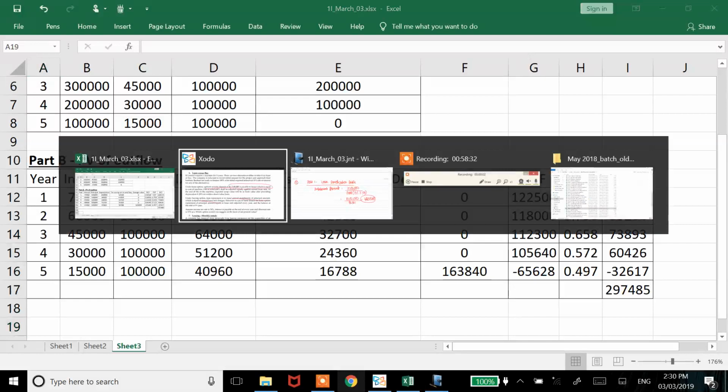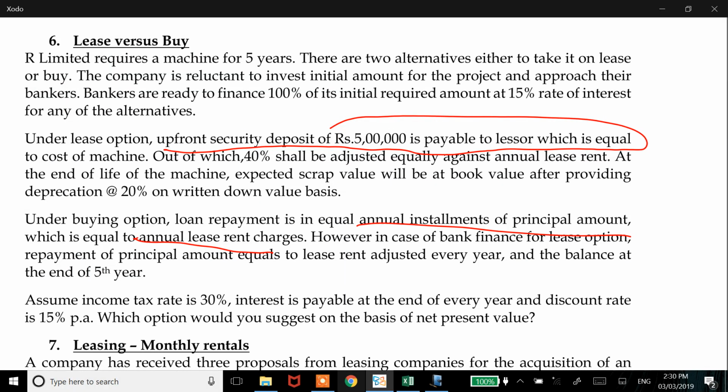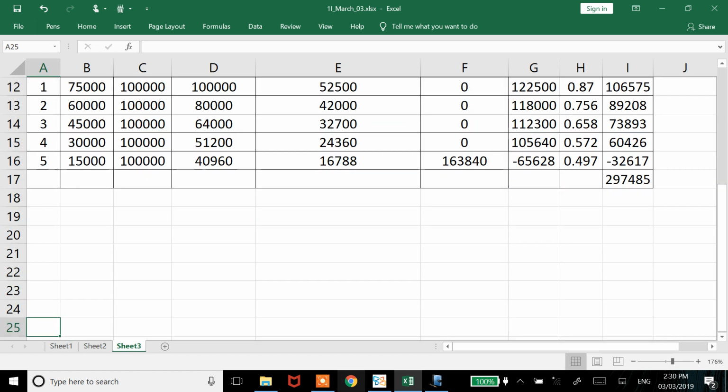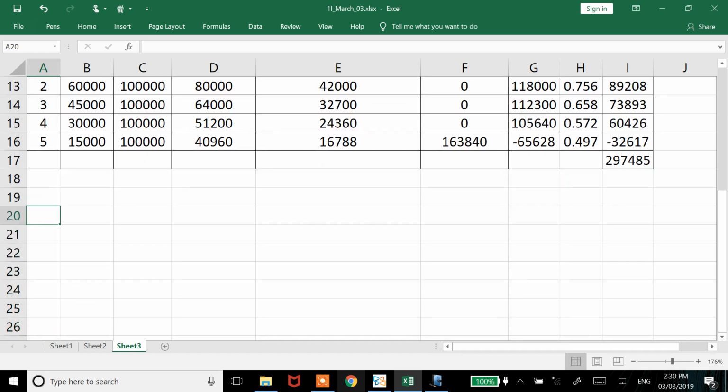Okay. Now I'm going to evaluate the lease option. Lease option used to be very simple till now. In this problem, you are going to see extra complication. Working note to evaluation of lease option.